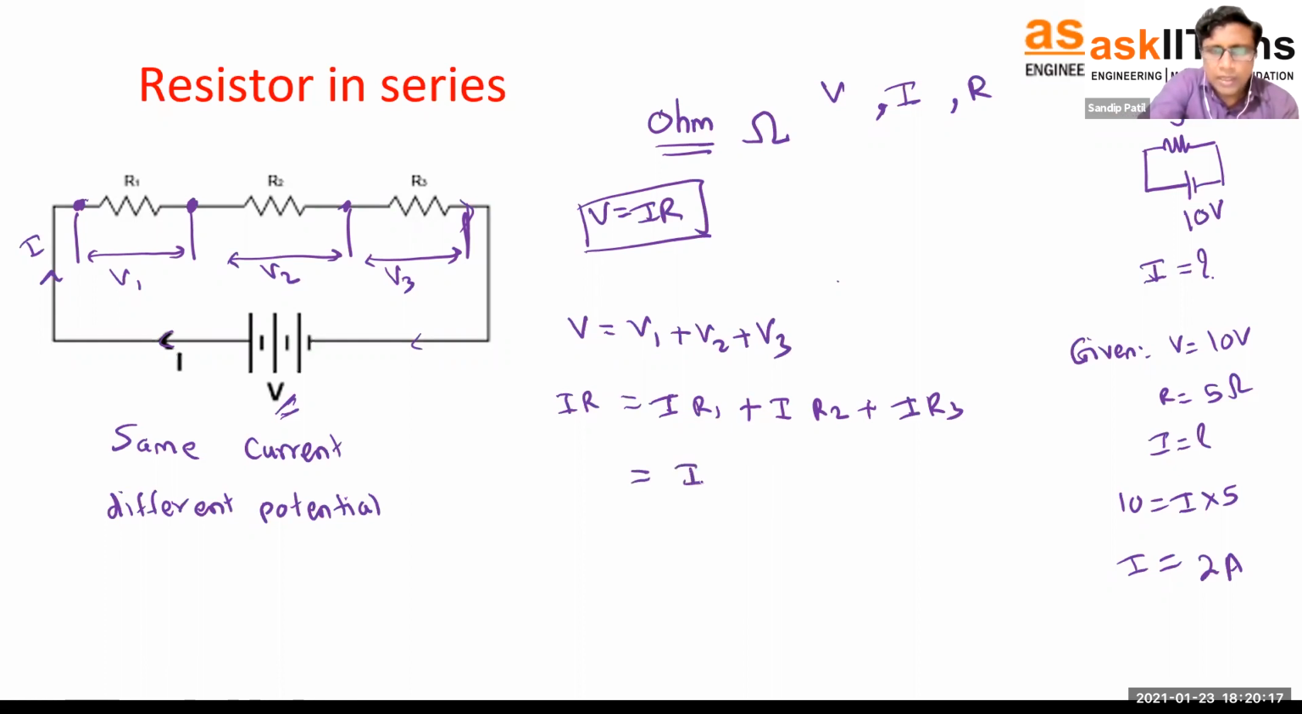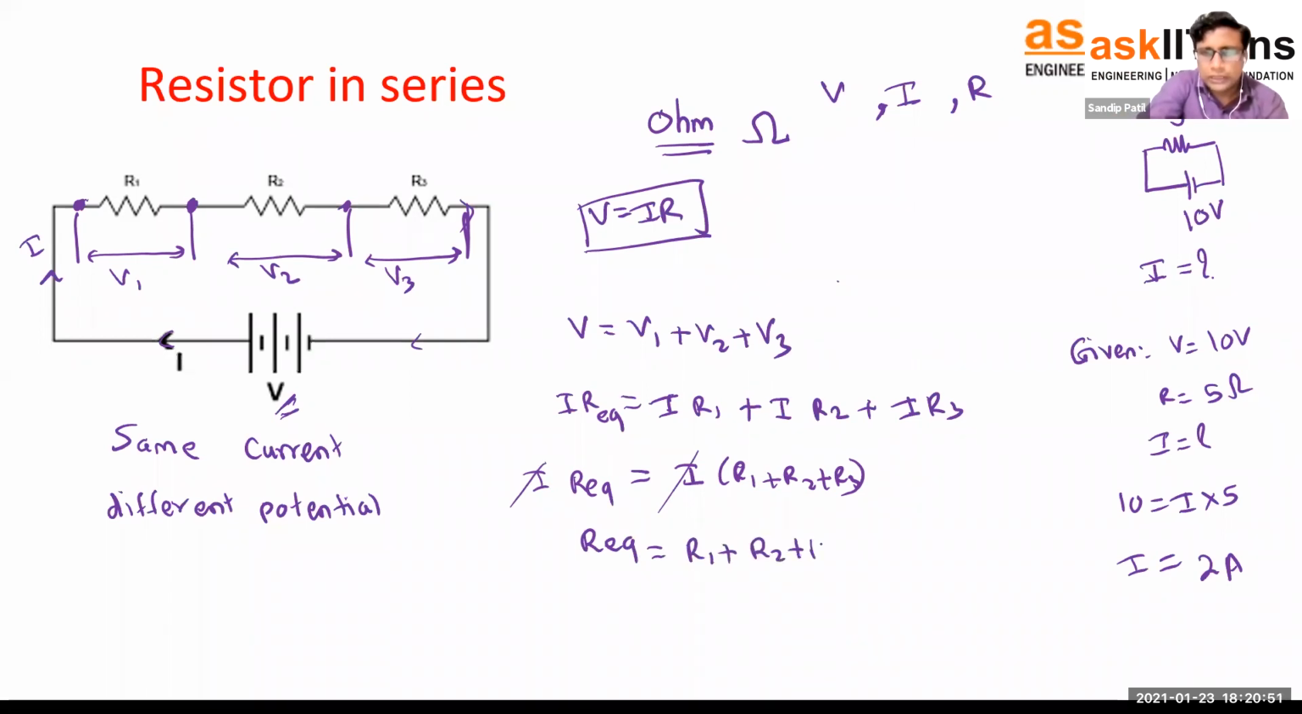Now, let's do one thing. Let's take this I common and let's call this R equivalent. Equivalent means what? If instead of these three different resistors, I have to replace those three resistances with only one resistance, what should be the value? That's what we are actually calculating here. So R1 plus R2 plus R3. So this becomes I into R equivalent. Can I say I and I will get cancelled? So R equivalent will be R1 plus R2 plus R3.